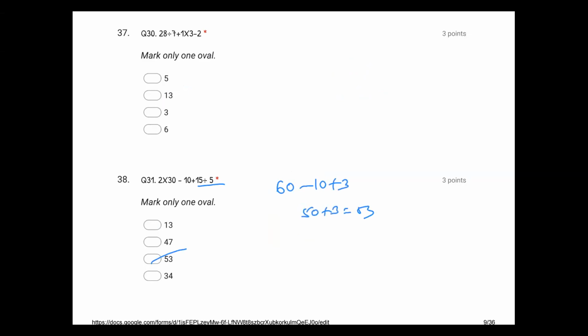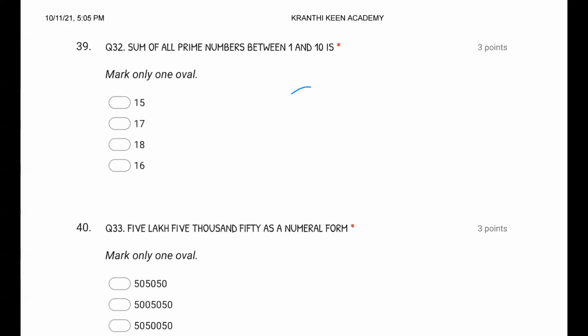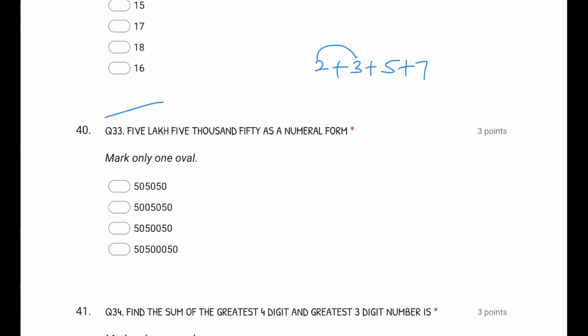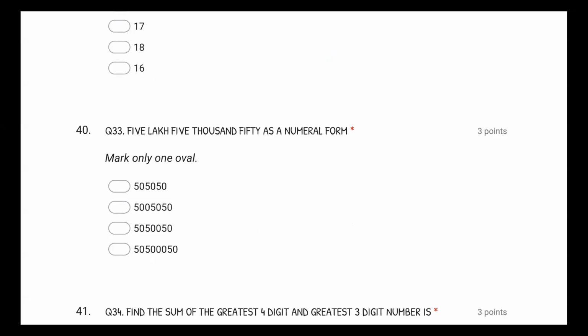Next, sum of all prime numbers between 1 and 10. The prime numbers are 2 plus 3 plus 5 plus 7, only between 1 and 10, means 17. And 5 lakh 5,050. You have to write the number 5 lakh 5,050. The answer is the first option.